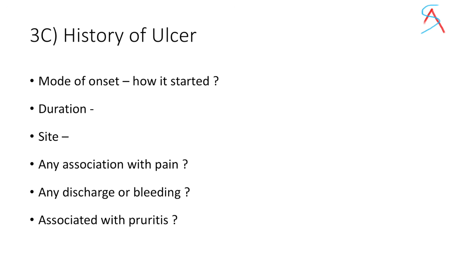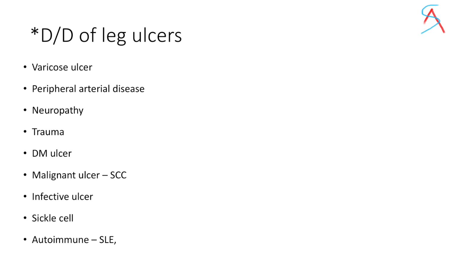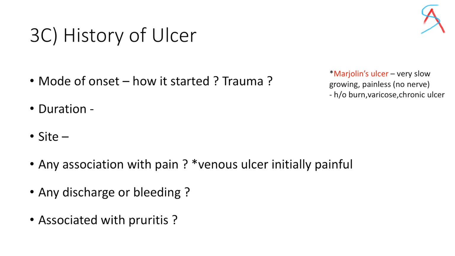If the patient complains of an ulcer, then you have to think about the differential diagnosis of ulcer, whether it is a varicose ulcer or an arterial ulcer or a neuropathic ulcer or due to trauma or a diabetic ulcer or any malignant ulcer. There are a lot of causes you have to think about. So in history, first you have to ask how it started, whether there was any history of trauma, what is the duration, site, associated with pain or not, whether any discharge or any bleeding is there, associated with pruritus or not.